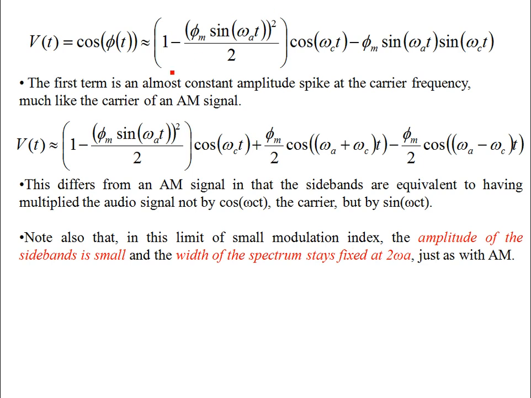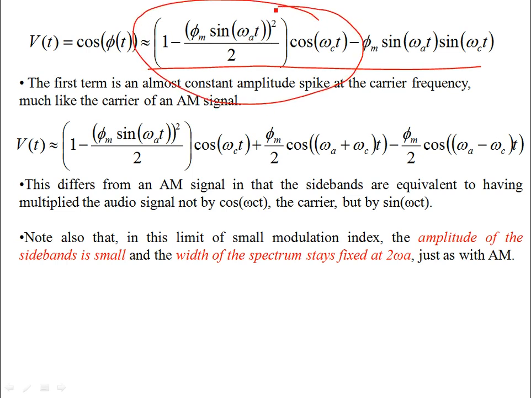What it implies in the transform domain is, this is the same expression over here. Look at the first term. The first term is basically a carrier. So what you're going to have at the output is a tone at omega c, which is a carrier. The first term is almost constant. It is almost a constant amplitude spike at the carrier frequency, much like an AM signal. So it's not a suppressed carrier, since this is being multiplied by 1 over here. You can forget about this term. Phi m is small, the modulation index is small.